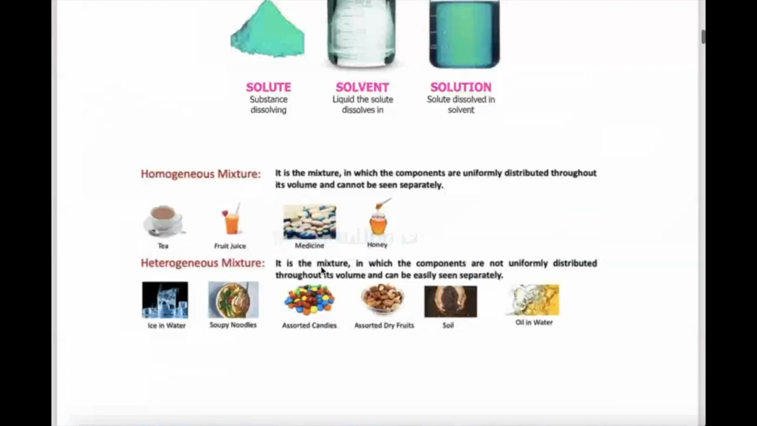If you see down, these pictures tell you examples like tea, juice, medicine, and honey. These are the homogeneous mixtures. And ice in water, soupy noodles, salted candies, salted dry fruits, soil, oil in water. All these are examples of heterogeneous mixtures.